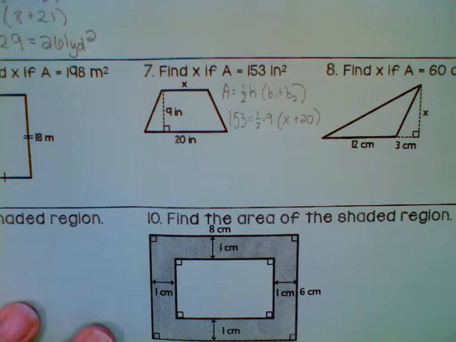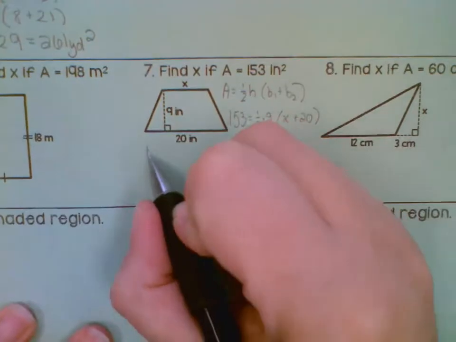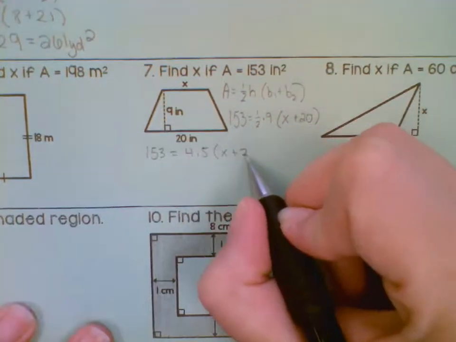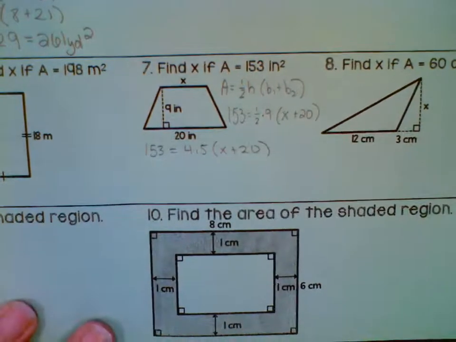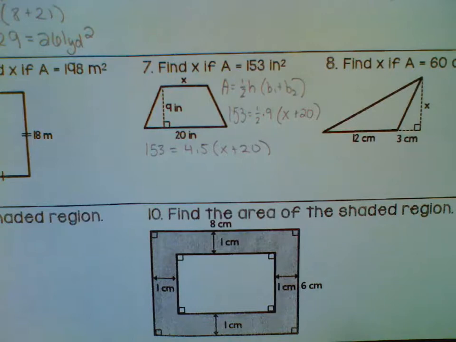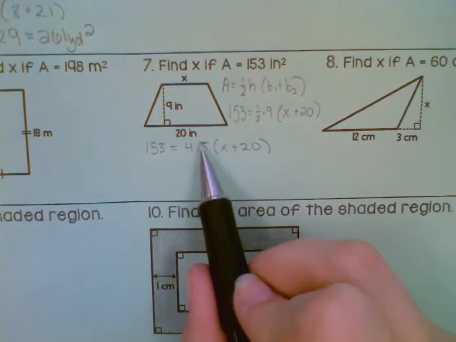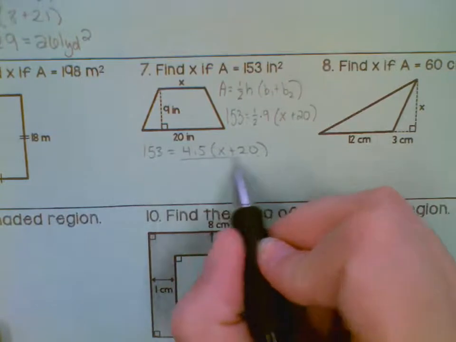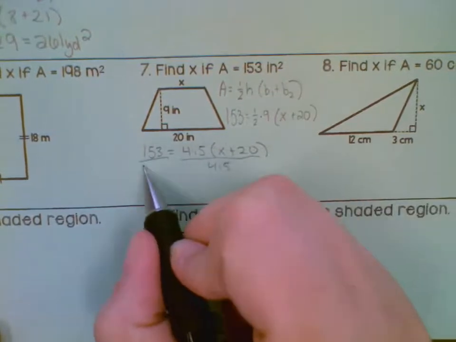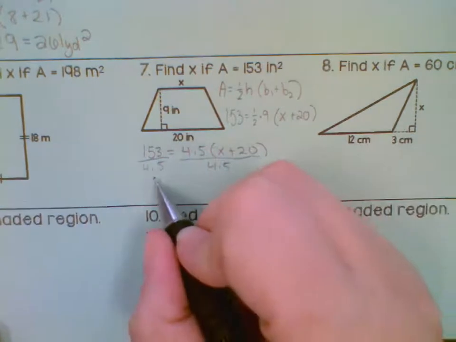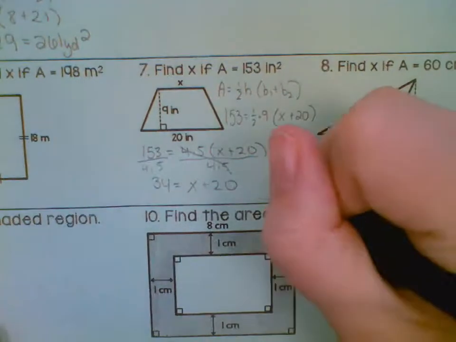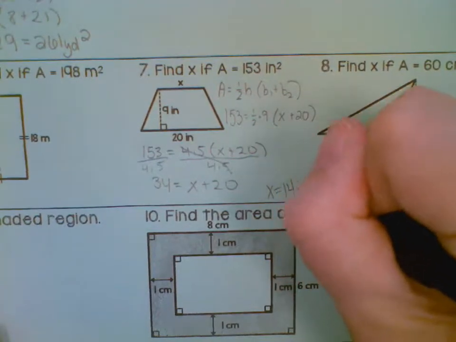So I would do half of 9 first. So we have 153 equals 4.5 times x plus 20. So from here, there's a couple different ways you can do it. I would divide by 4.5 first instead of distributing because then we won't have to divide later. So it's like one less step to do if we do it now. So divide by 4.5 to get that out of there. So we end up with 34 equals x plus 20. So then we would just have to subtract. So x equals 14 inches.